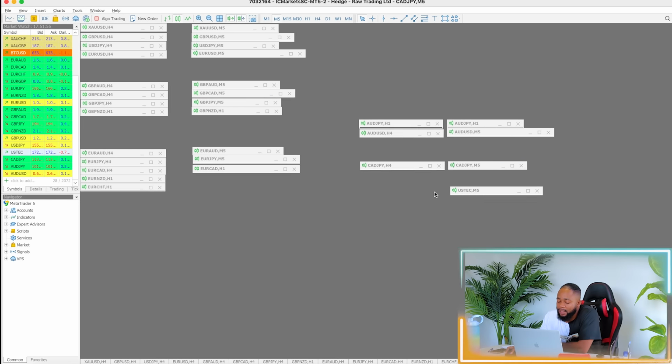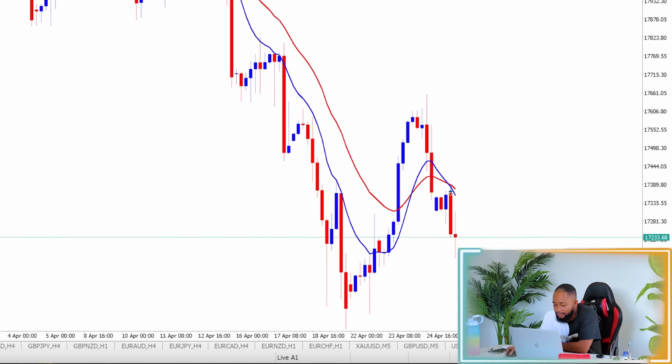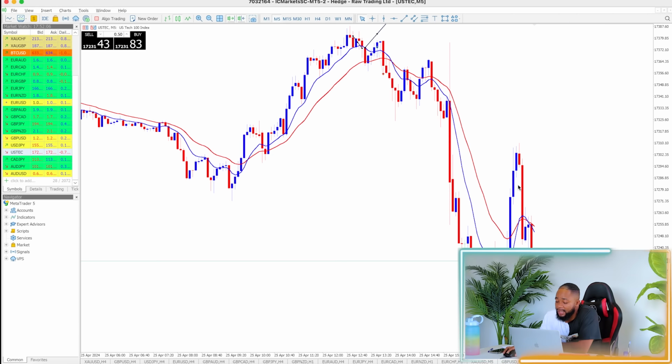And then US Tech, which is NASDAQ, on the 4-hour time frame, we can confirm the market is selling. The market is selling on the 4-hour time frame. And then on the 5-minute time frame, is it also selling? Let's see if the market is also selling.